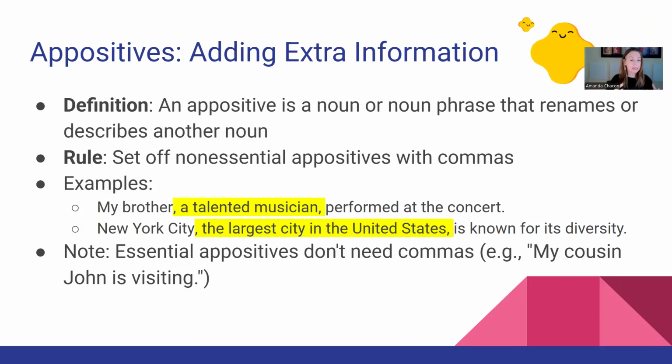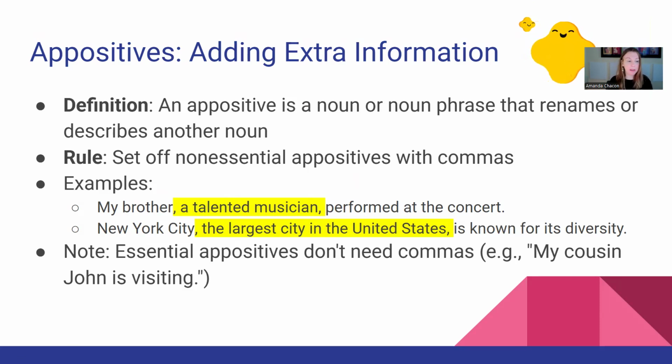New York City, the largest city in the United States, is known for its diversity. You could just say New York City is known for its diversity. But by adding in that information, the largest city in the United States, it gives more insight into its diversity. Now, essential appositives don't need commas.